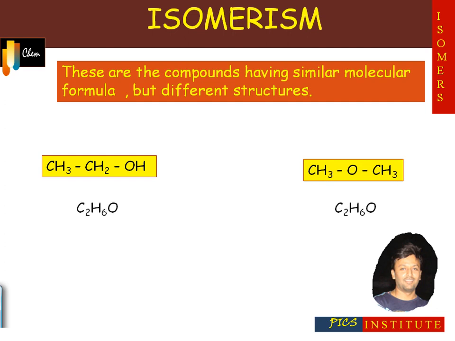The molecular formula of both compounds is the same, that is C2H6O, but the structure is different. First is alcohol and second is ether. So the compounds having similar molecular formula but different structures are called isomers.